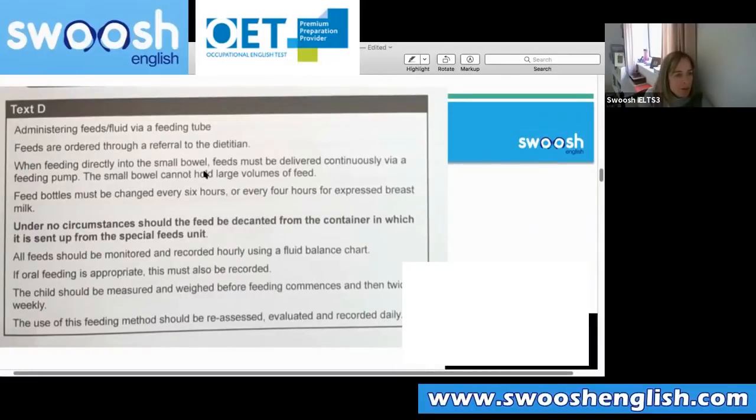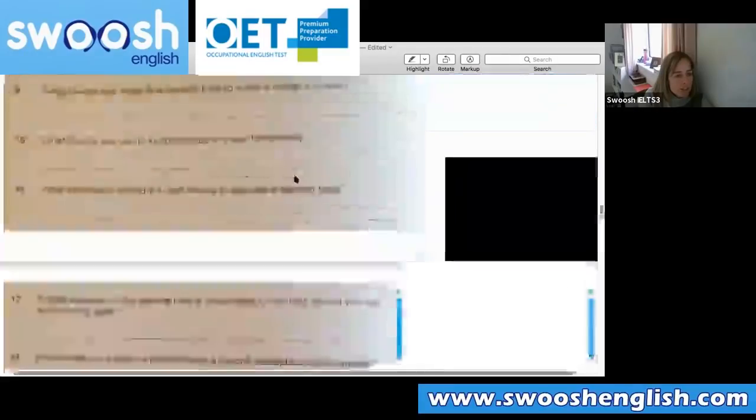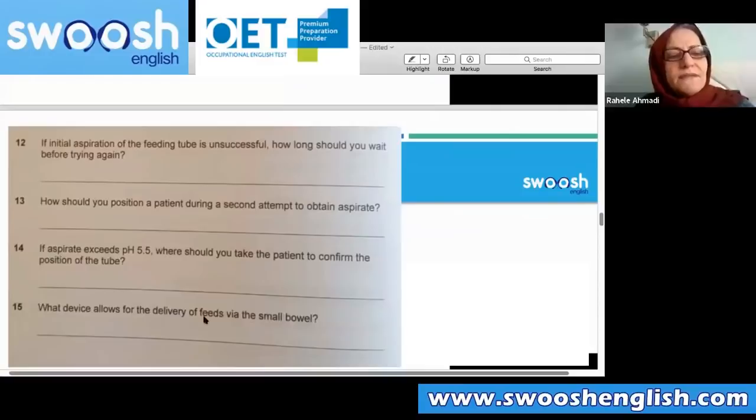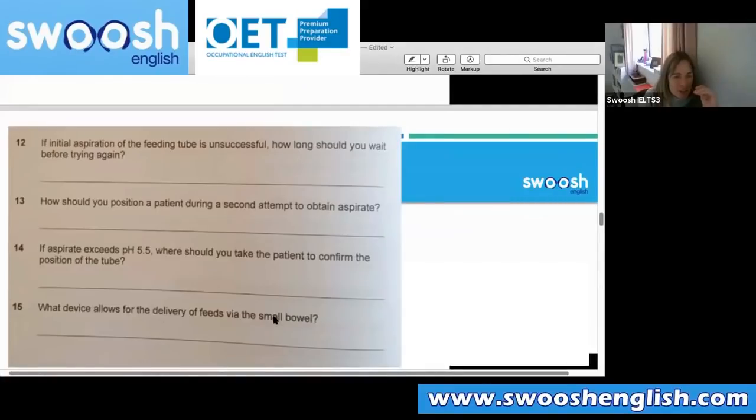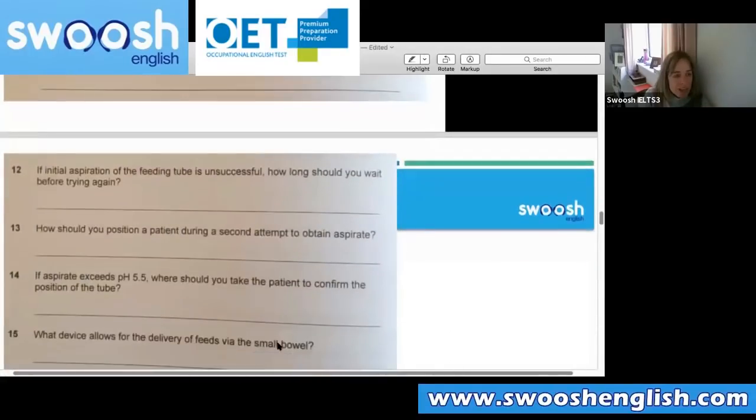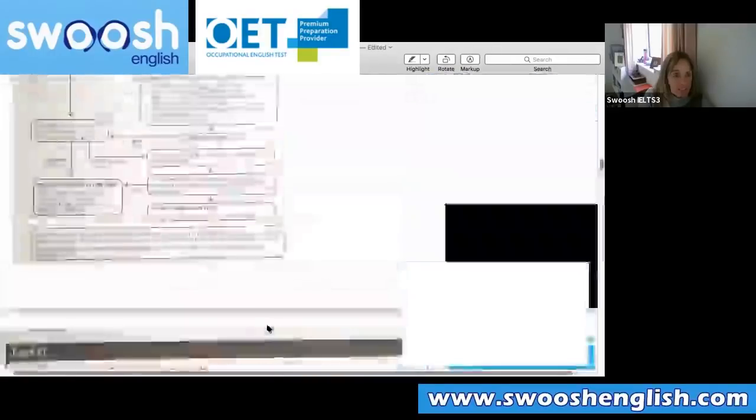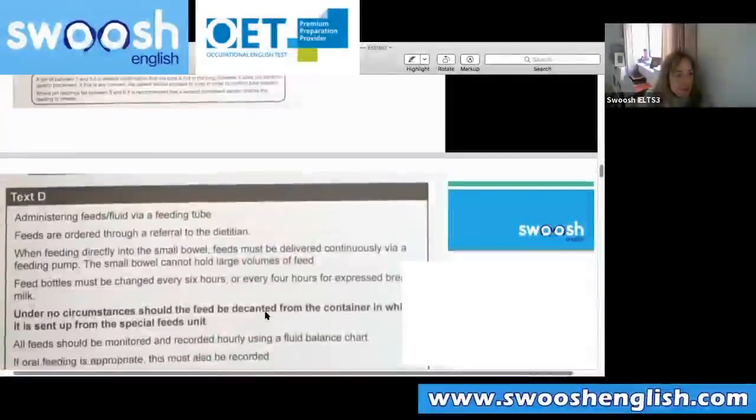Exactly. The small bowel cannot hold large volumes of feed. So we've got a key word here. What's the key word? Small bowel and device. Yes. And small bowel is a good key word because it's probably not going to be paraphrased. You can't really paraphrase this kind of thing, so you can look directly for that. And the device is a feeding tube, okay?